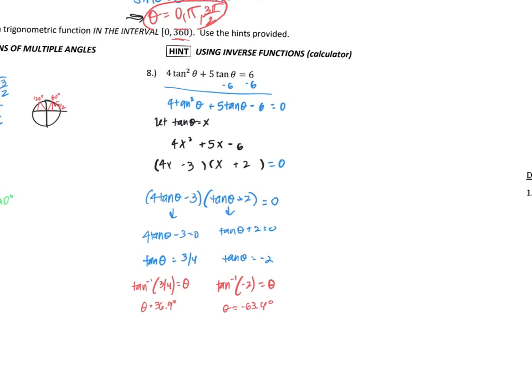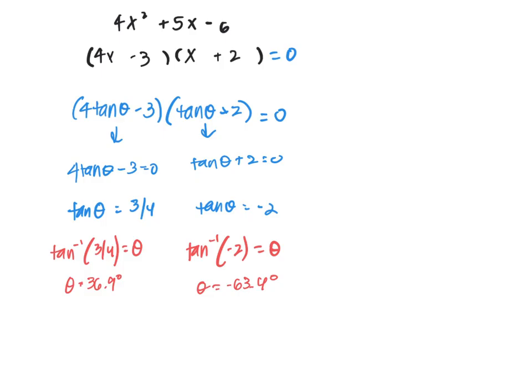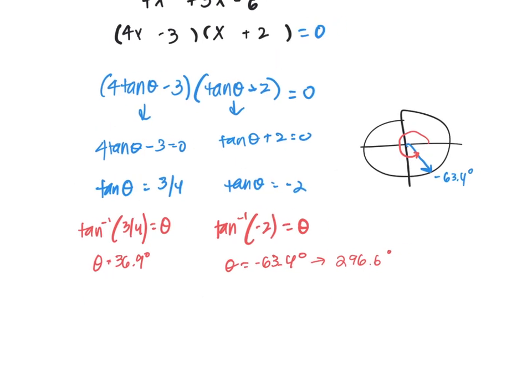Now, the reason why that second answer doesn't work is because our interval is between 0 and 360, and this is a negative number. So I'm going to draw a unit circle. Negative 63.4 would be somewhere over here. And what is a coterminal positive angle from that? Well, it would just be 360 minus 63.4, which would be 296.6 degrees. Okay, so those are positive answers.